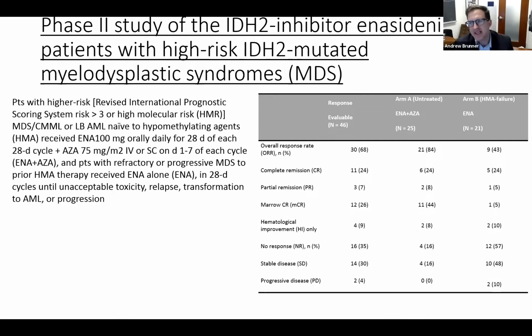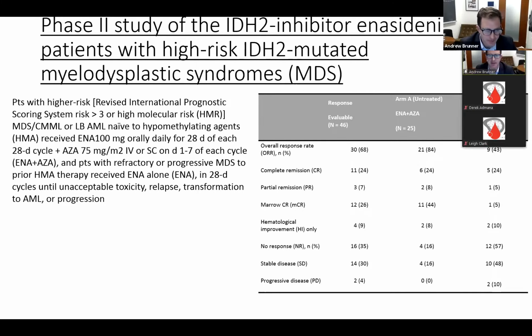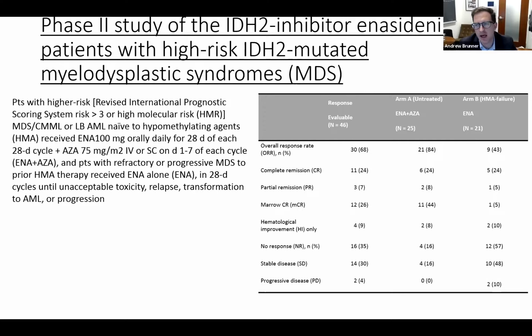The pill enasidenib is a very targeted inhibitor of that mutated protein, and it's been approved in AML, but there are a number of people with MDS where it's of interest to know whether they are patients who will respond. It adds to our arsenal of now targeted therapies for patients with MDS. And so this study was a phase 2 study. It reported some outcomes for patients who have IDH2 mutation in their MDS samples.